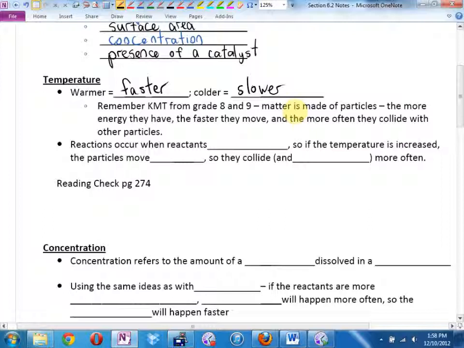Remember kinetic molecular theory from grade 8 and 9. Matter is made of particles. The more energy they have, the faster they move, and the more often they collide with other particles. Reactions occur when reactants collide, just like the cartoon that we watched. So if the temperature is increased, the particles move faster, so they collide and react more often. I wrote down here, reading check page 474. We're going to do them all quickly, orally later at the very end of this.